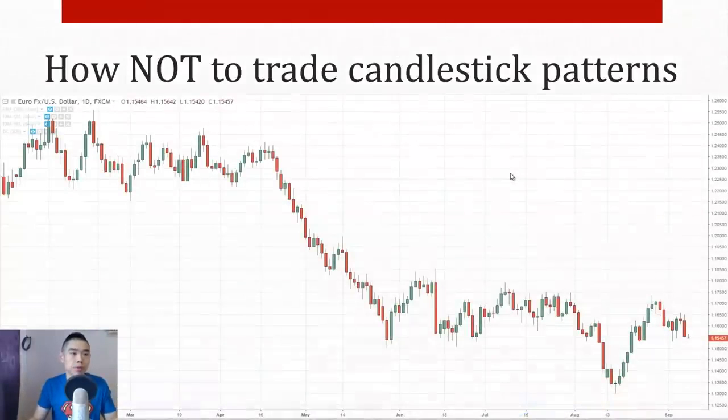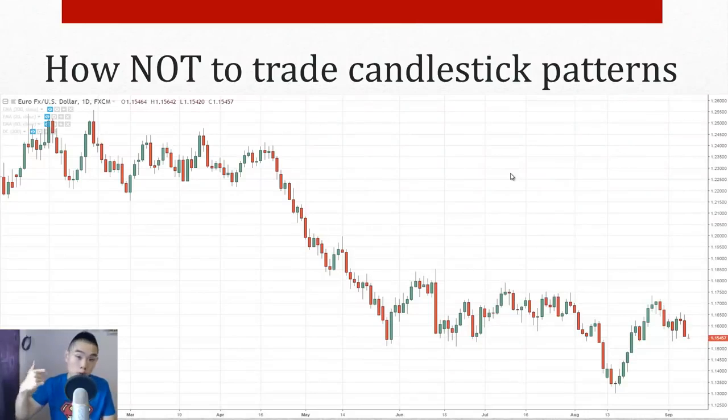So now, how not to trade candlestick patterns. Now you know how to read candlestick patterns, you even know how to combine them.